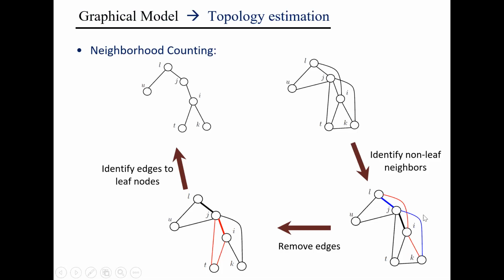So such a separation-based rule, or you count the number of neighbors in the system, which leads you to identify what are the true edges between internal nodes in the system. So we first of all identify what are internal nodes. Here it is between L, J and G, I. We remove the spurious edges connecting them. And at the next step, what we do is identify the edges to the leaf nodes.